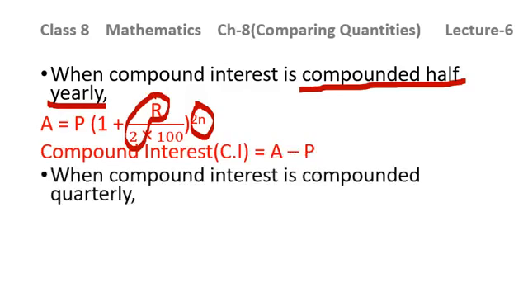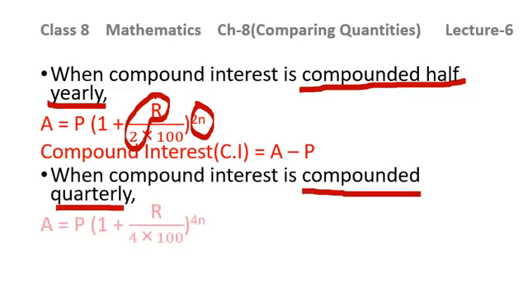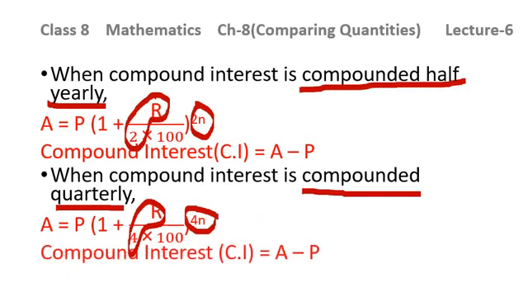And when interest is being compounded quarterly, then what will be the formula of amount? Rate will be divided by 4, that is R over 400, and time will be multiplied by 4, that will be 4 into n, or n here basically represents the conversion period. You can write 4t also, and compound interest will be given by the formula CI is equal to amount minus principal.